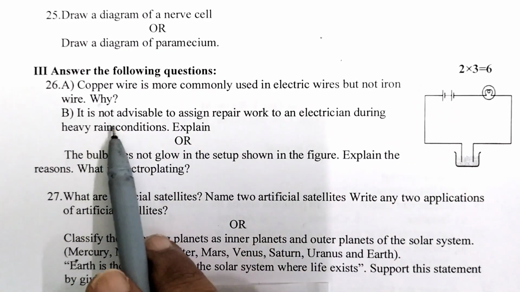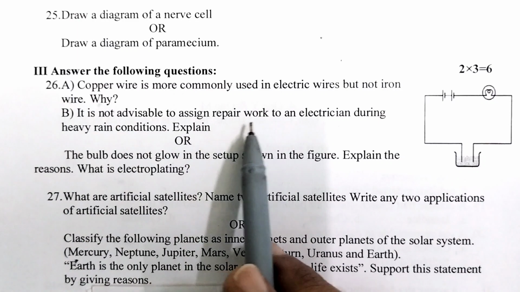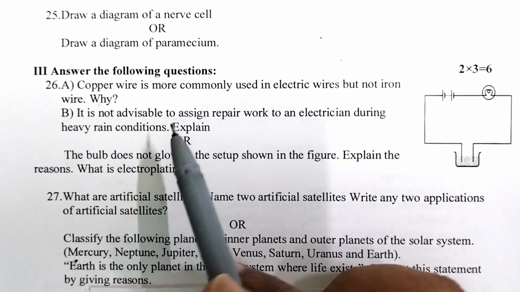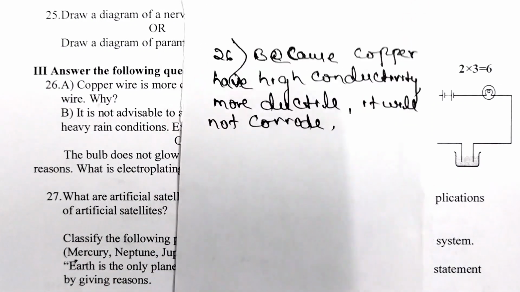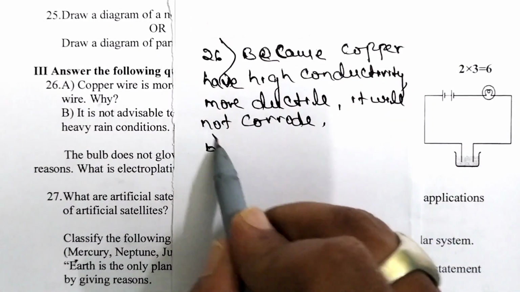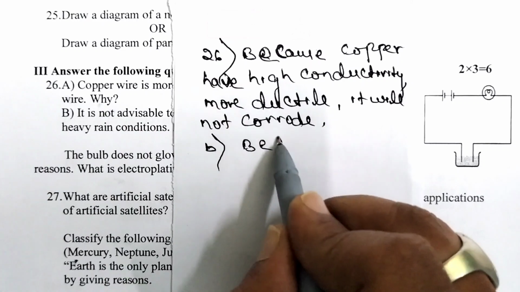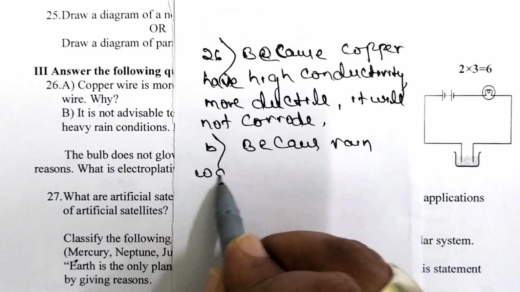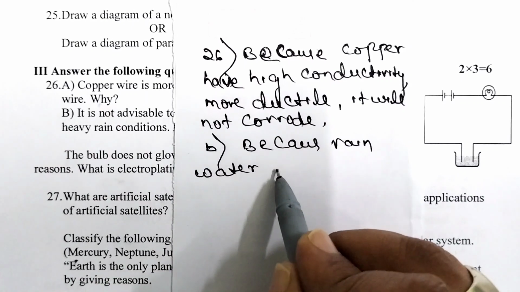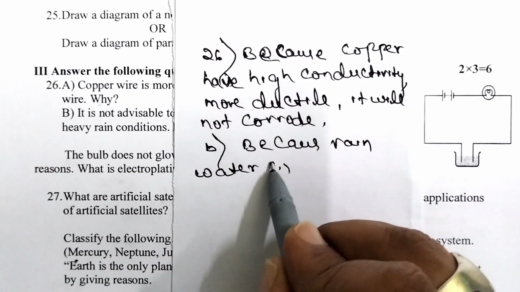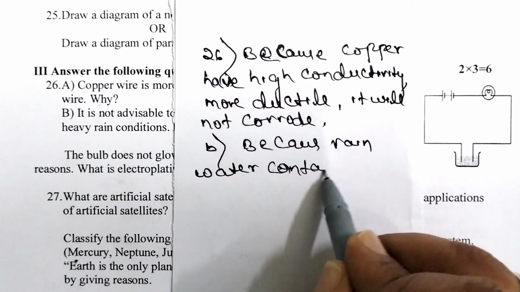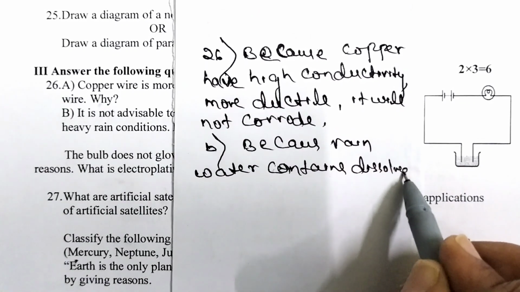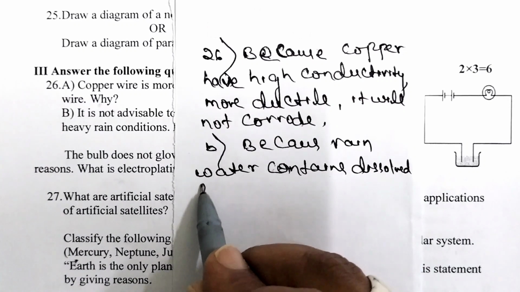In B, it is not advisable to assign repair work to an electrician during heavy rain conditions. Why, they have asked. So let us answer the B question. The answer is because rainwater contains dissolved salts.